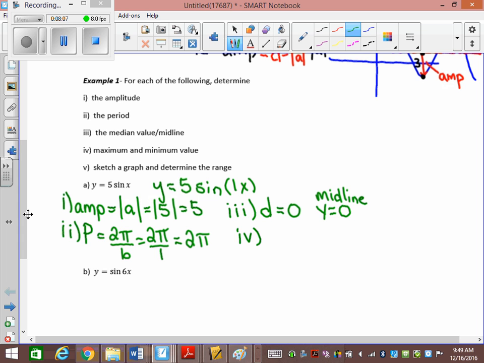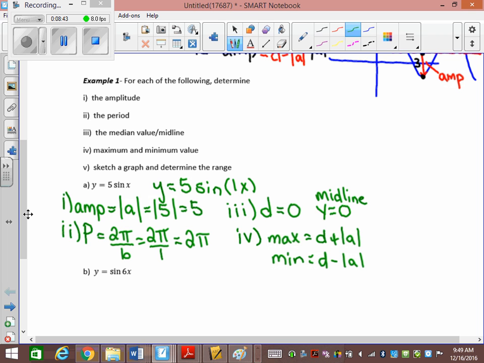For the maximum and minimum value, how do I get the maximum? Maximum equals D plus the absolute value of A. And the minimum is D minus the absolute value of A. It might not be 10 unless it started right at 0. The distance between the max and the min is a distance of 10, but that doesn't mean it's actually at 10.